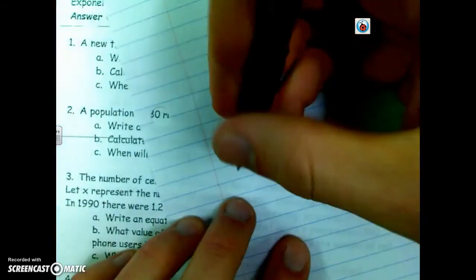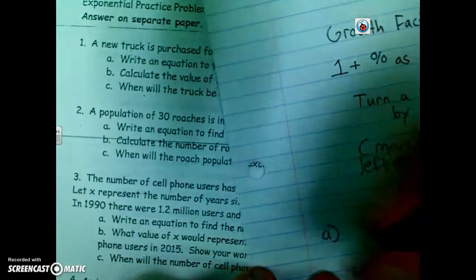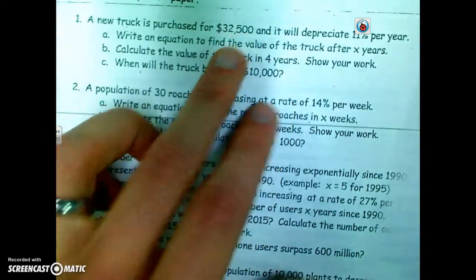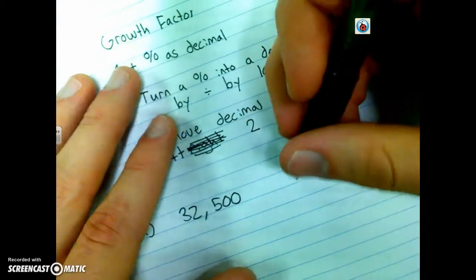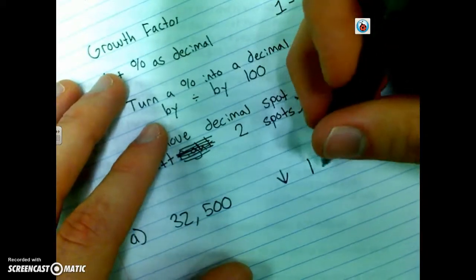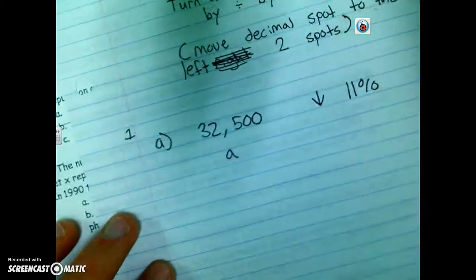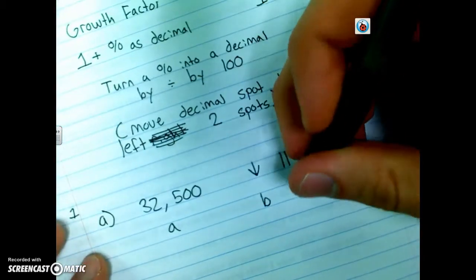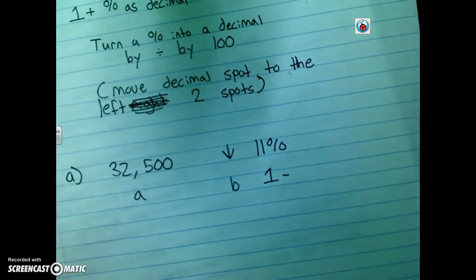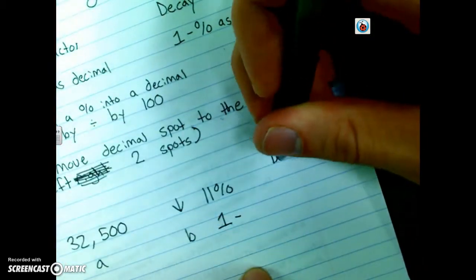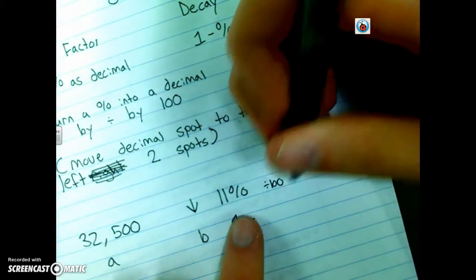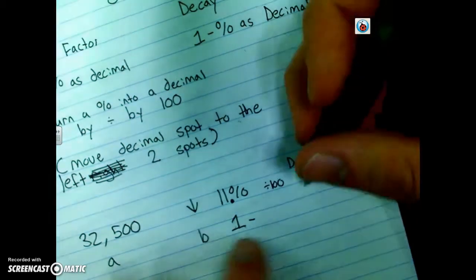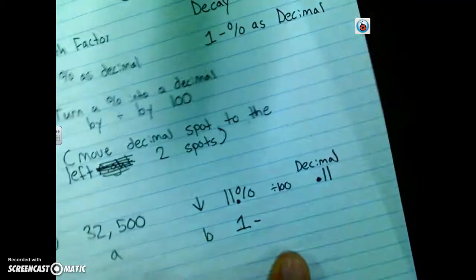All right, so here we go. Value of 32,500, and it says it is depreciating by 11%. Let's talk about how we can find our b value. Here's our a value to start with. Since we're talking about decay here, it's 1 minus our percentage decimal. To find that percentage decimal, we think about moving two spots to the left. So our decimal is 0.11.